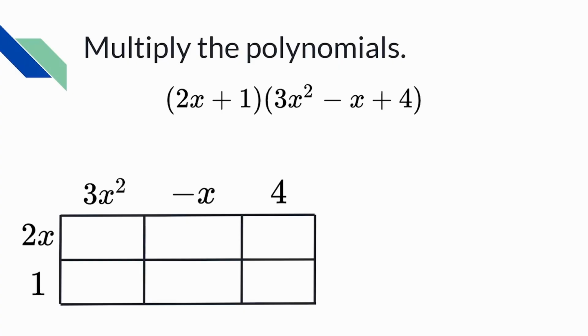Okay, so this is an abstract rectangle, right? It's not a real rectangle with real side lengths. We just use it to find every possible combination of products here, and then we add them all up at the end.